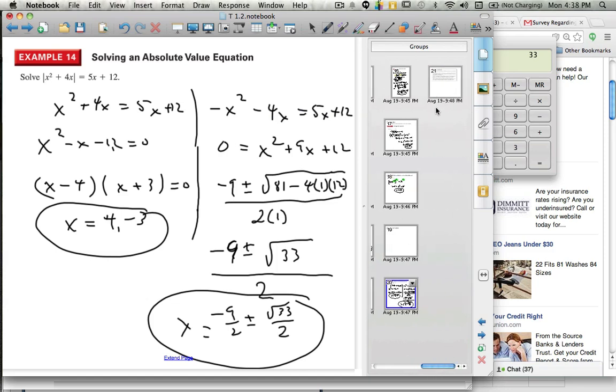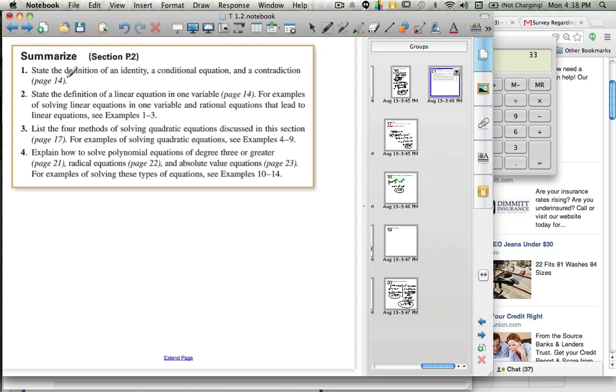Okay, so just to summarize what we talked about in this particular section, we were talking about identity equations, conditional equations, and contradictions. We talked about what's a linear equation, how do we solve them. We went through 4 methods of solving quadratic equations, and we worked on higher degree polynomials, radical equations, absolute value equations, and we also worked on rational equations. So those are all things you should be pretty comfortable doing at this point.